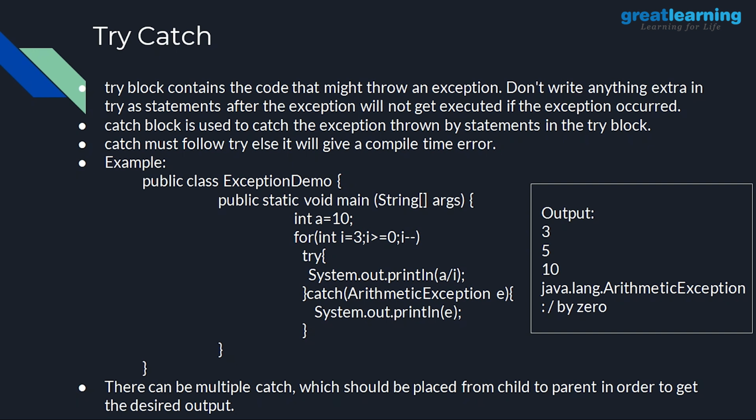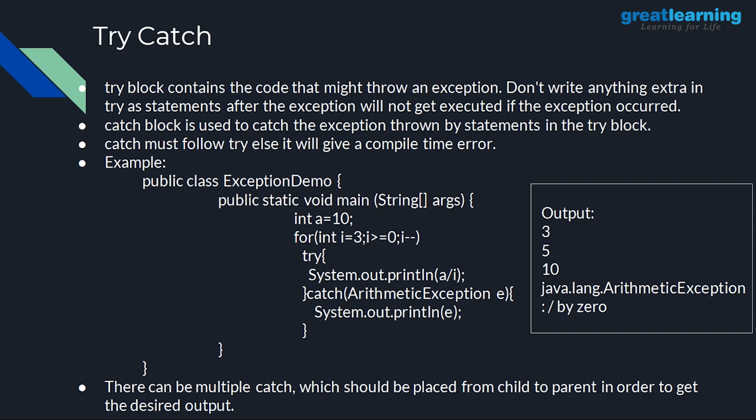So catch block must follow the try block, else it will give a compile time error. Every time you're using a try block, the catch block must follow it. Catch block is used to catch the exception thrown by the statement in the try block. So this is the program to implement try catch. How we implement try, how we implement catch.